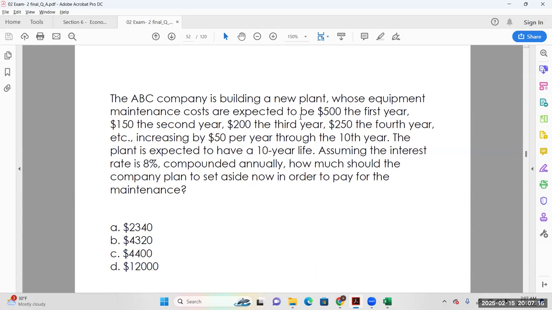Okay, so I will try this one now. How will the cash flow be? Well explained.